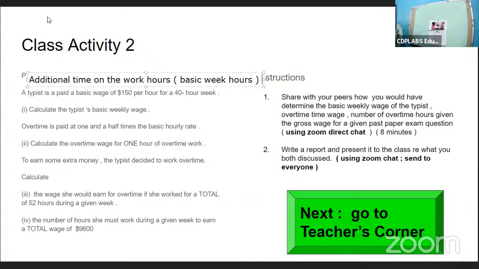What do we mean by basic hourly rate? By the way, what does the word hourly mean? Hourly rate. What does that mean? Does someone want to Google it and tell us what it means? Hourly rate. What does hourly rate mean?